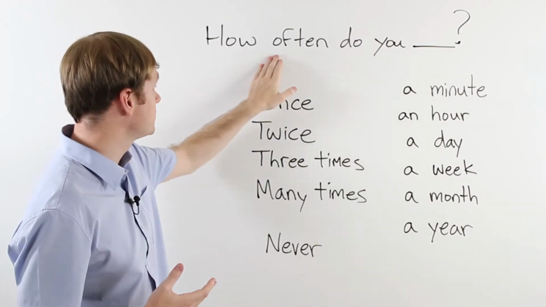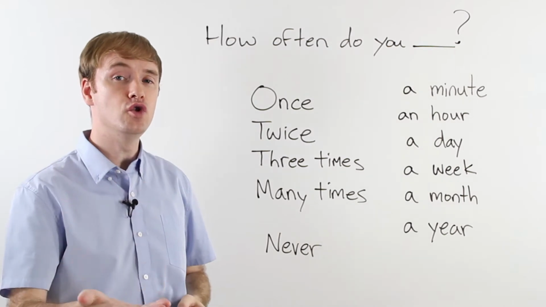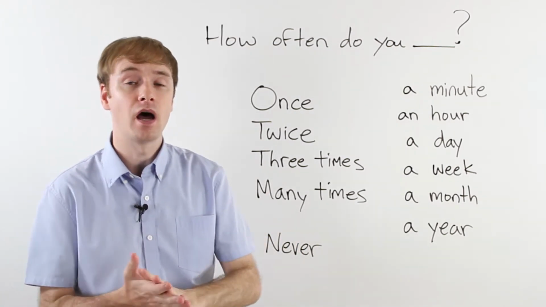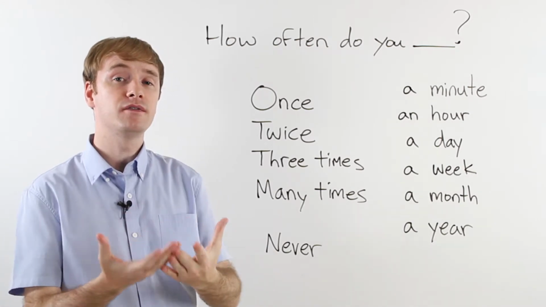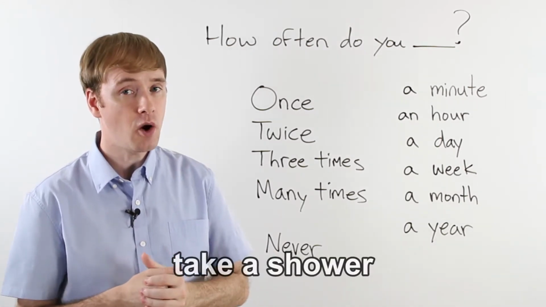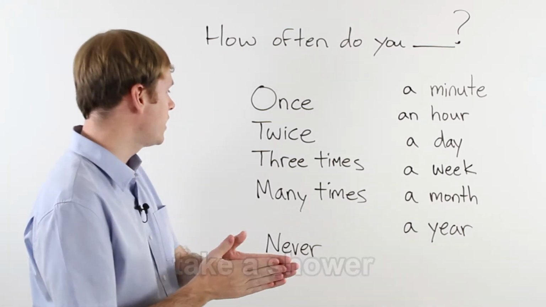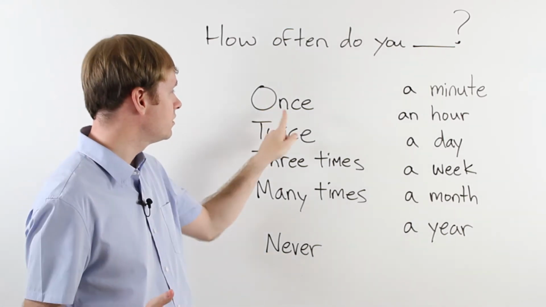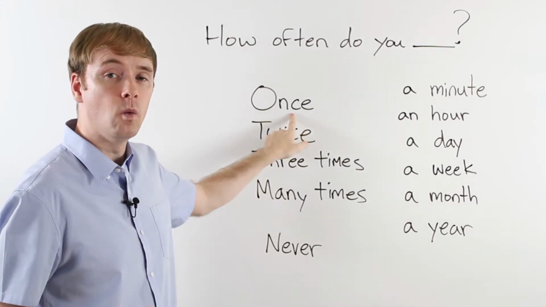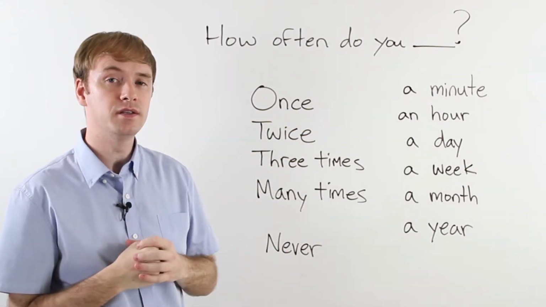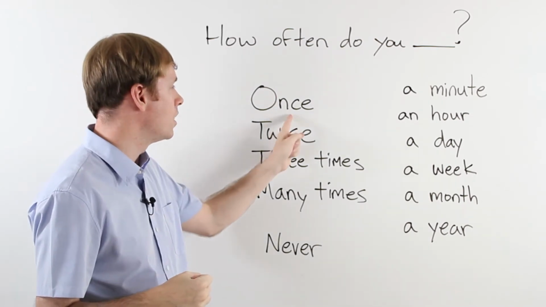So someone asks, how often do you do something? So let's do an example. I will ask, how often do you take a shower? Okay, so we have to answer. Now let's start with once. Once means one time, but we don't say one time. We use the word once.